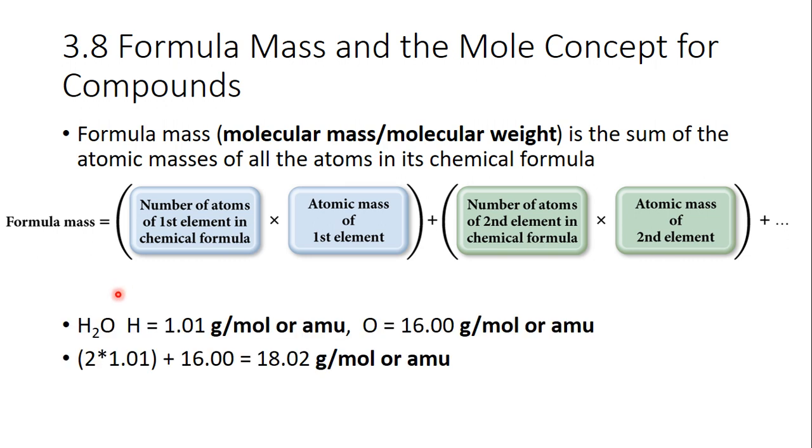So for example, for water, H2O, the atomic mass of hydrogen is 1.01 grams per mole, or AMU. Oxygen is 16 grams per mole, or AMU. So the formula mass of water is 2 hydrogens times 1.01 plus 16, because there's only 1 oxygen. Add those together, 18.02 grams per mole, or atomic mass units. Either one of those units is fine.